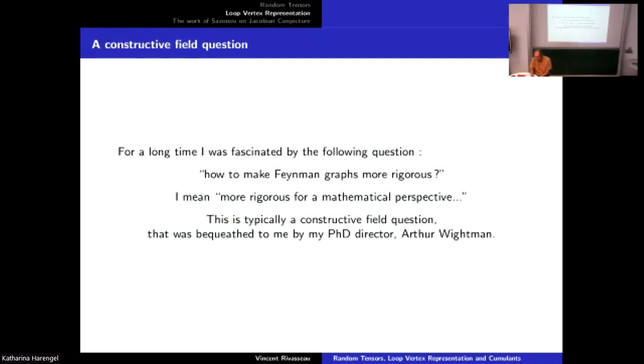But for a long time, I was fascinated by the following question. How to make Feynman graphs more rigorous? I mean, more rigorous from a mathematical perspective. Feynman is a physicist. This is typically a constructive field theory question that was a big question to me by my PhD director, Arthur Wightman.